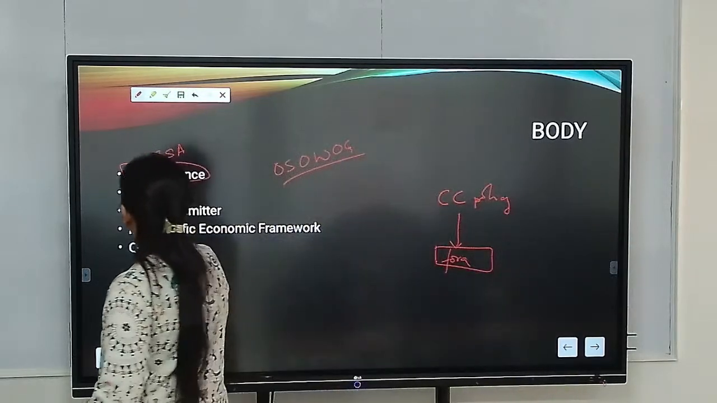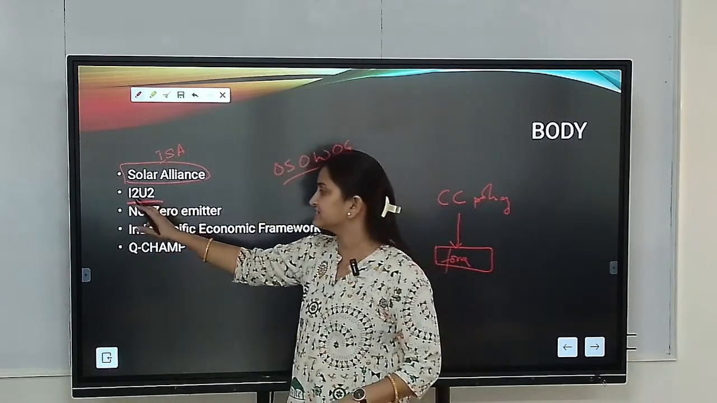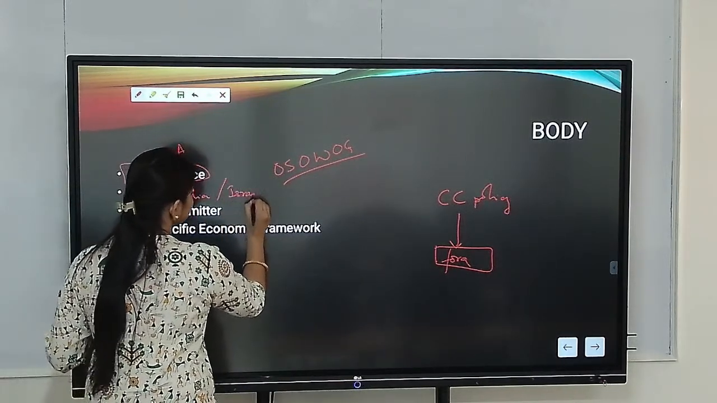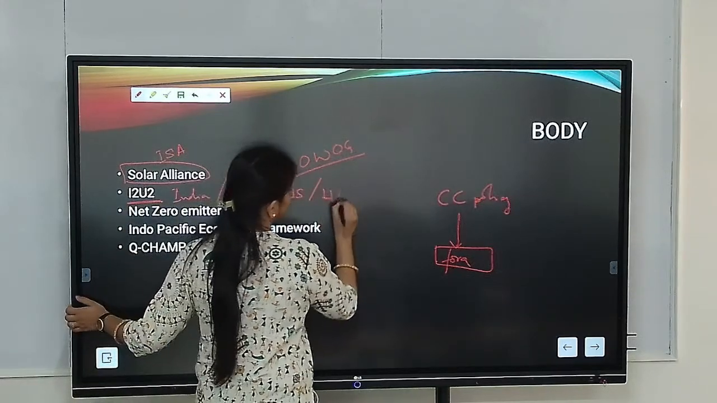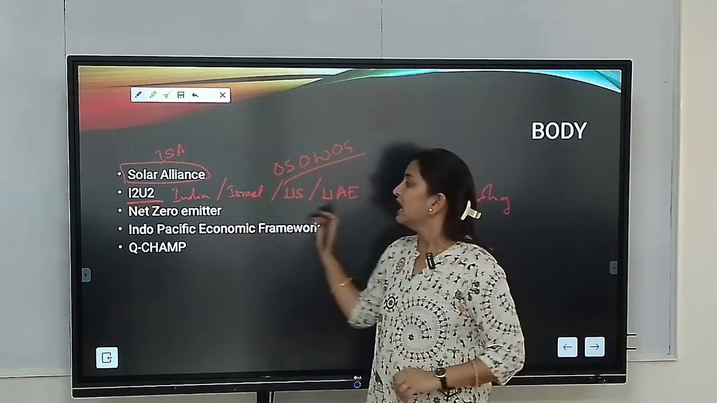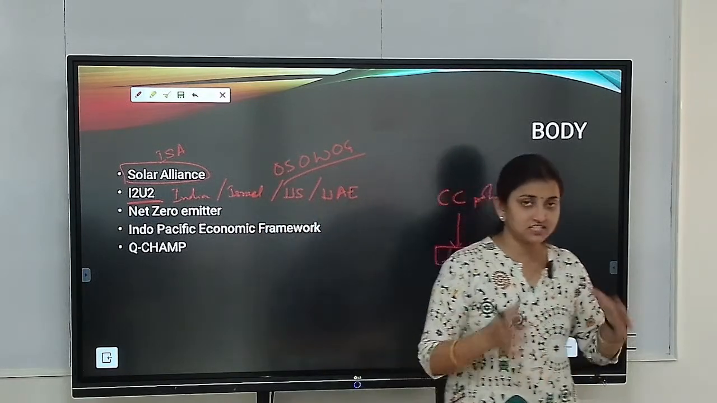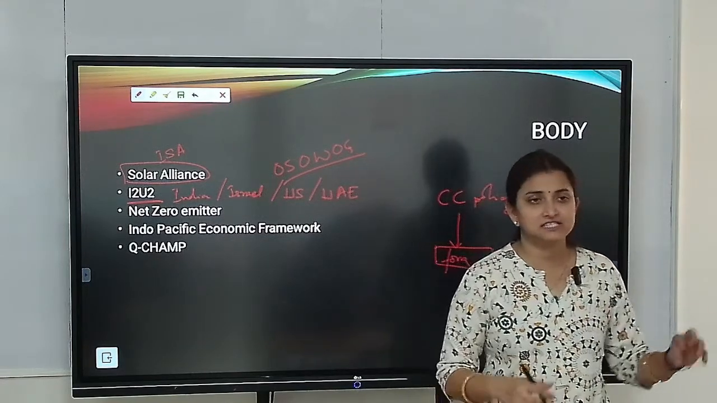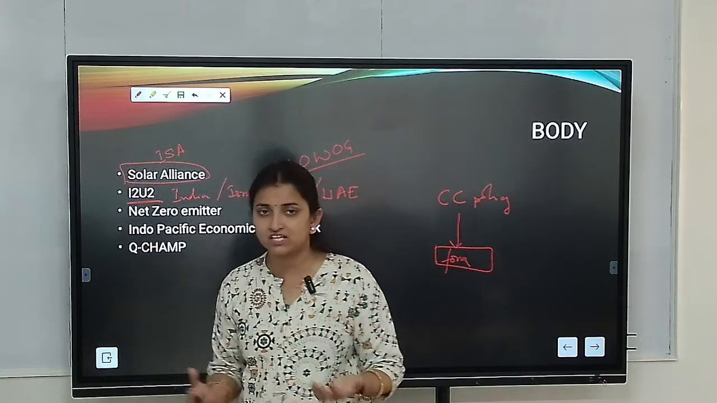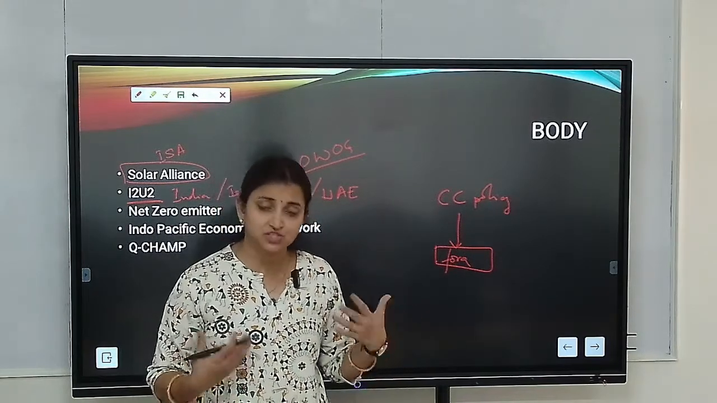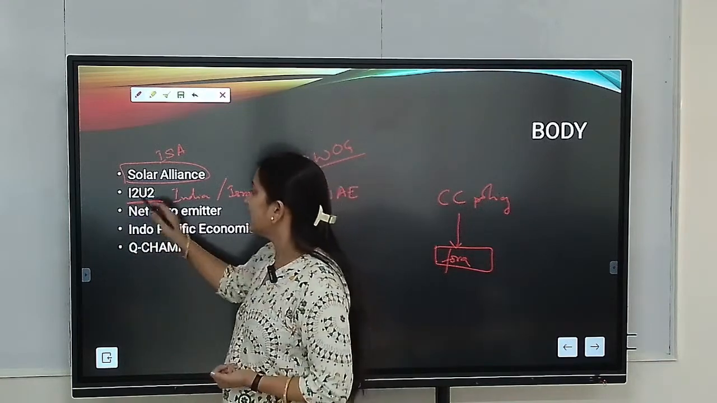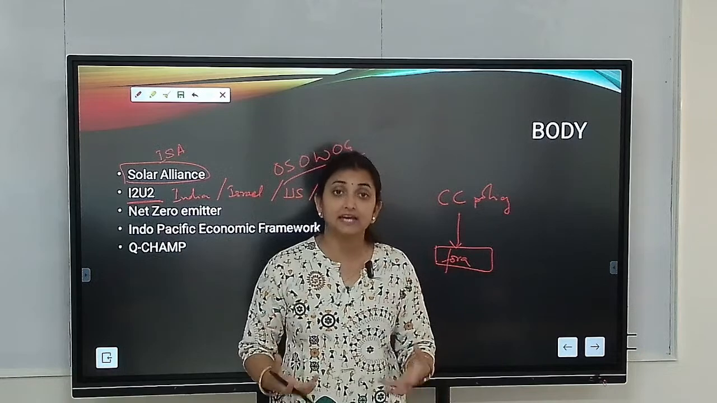The second international fora is I2U2. This is a grouping of India, Israel, US and UAE. These four countries together have been working. They have identified 6 sectors to work together. One of these 6 sectors is clean energy. So India is also seeking help in terms of technology transfer and financial assistance to shift towards clean energy. And assistance is being provided by UAE, USA, as well as Israel. So that is another international fora wherein we have prioritized clean energy.